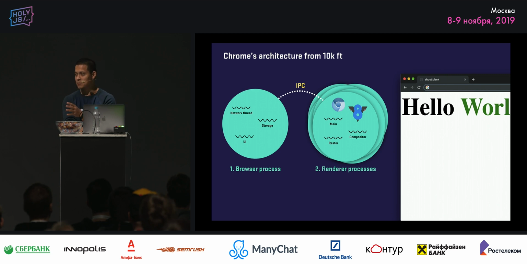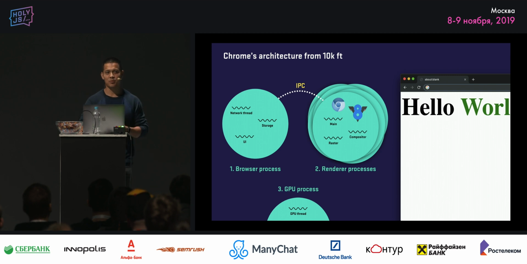The true responsibility of making graphics layer commands to put pixels on the screen lies in a separate process called the GPU process, and it has one thread, the GPU thread.